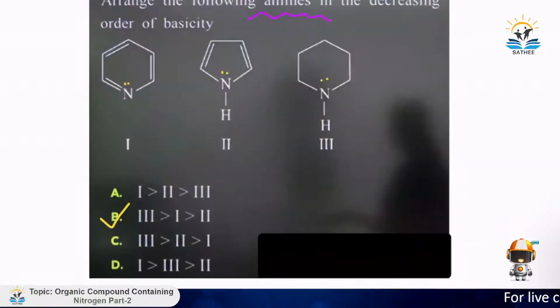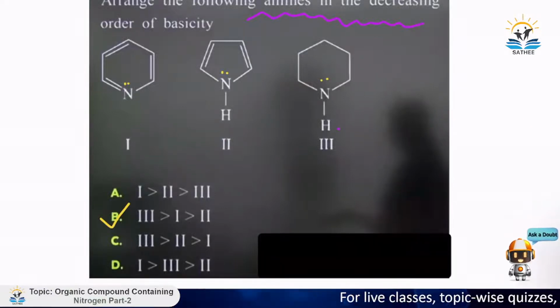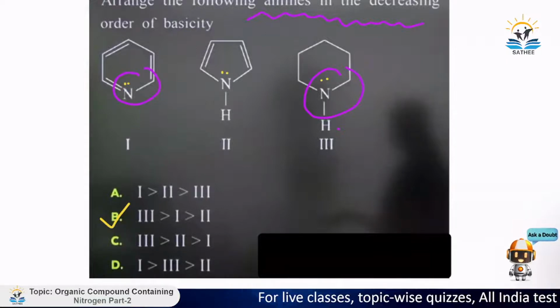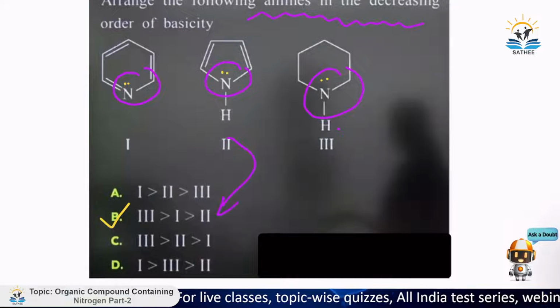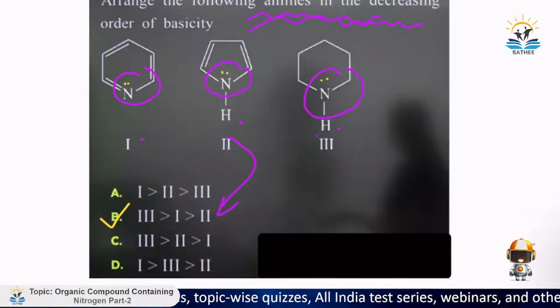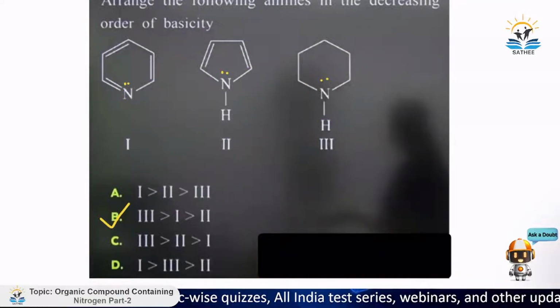Now we have to arrange the following amines in the decreasing order of basicity. So again, first of all, 3 is the greatest. I can see and tell because it is easier to get electrons from here than from here. And these are involved in resonance. So it is the last. So 3 is greater than 1 is greater than 2 is the decreasing order of basicity.